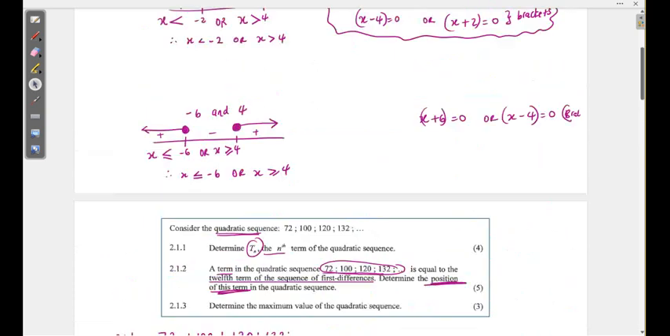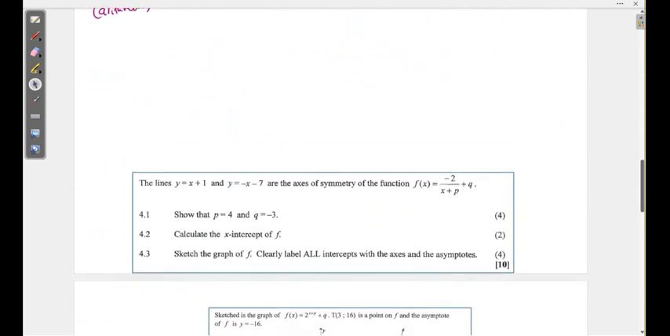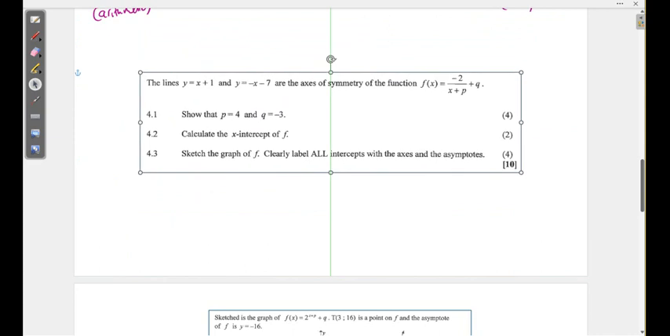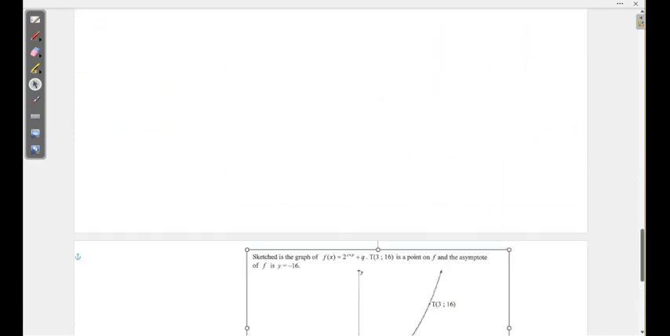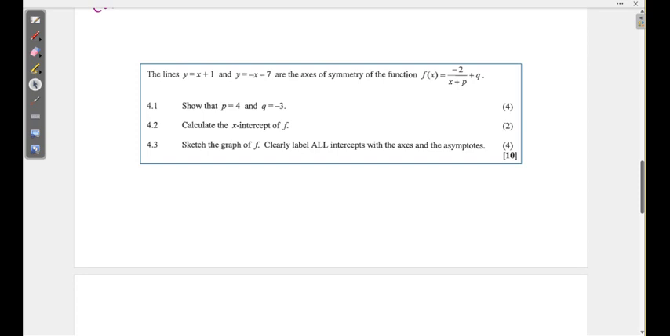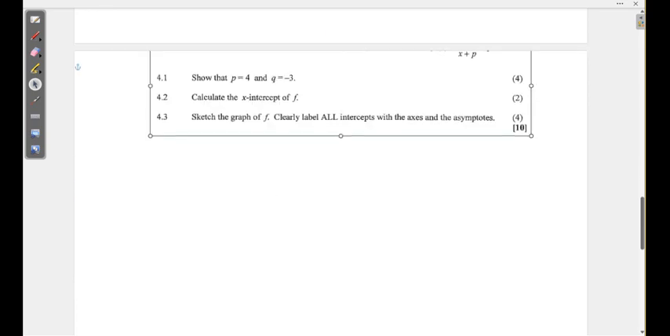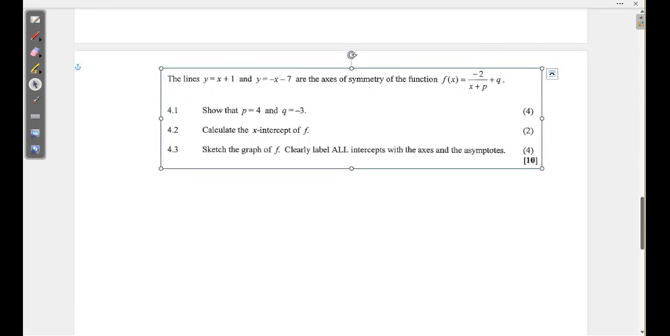And then we can go to functions, just to deal with functions a bit. Okay, let's look at this one. It says you have lines. These lines are axes of symmetry for the function f there. Show that p is equal to that and the likes.